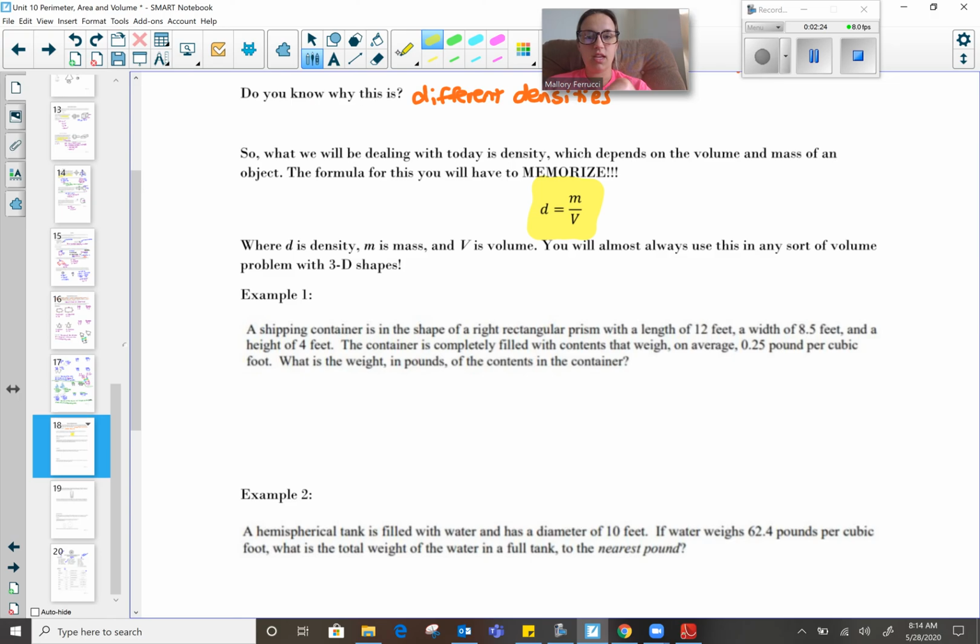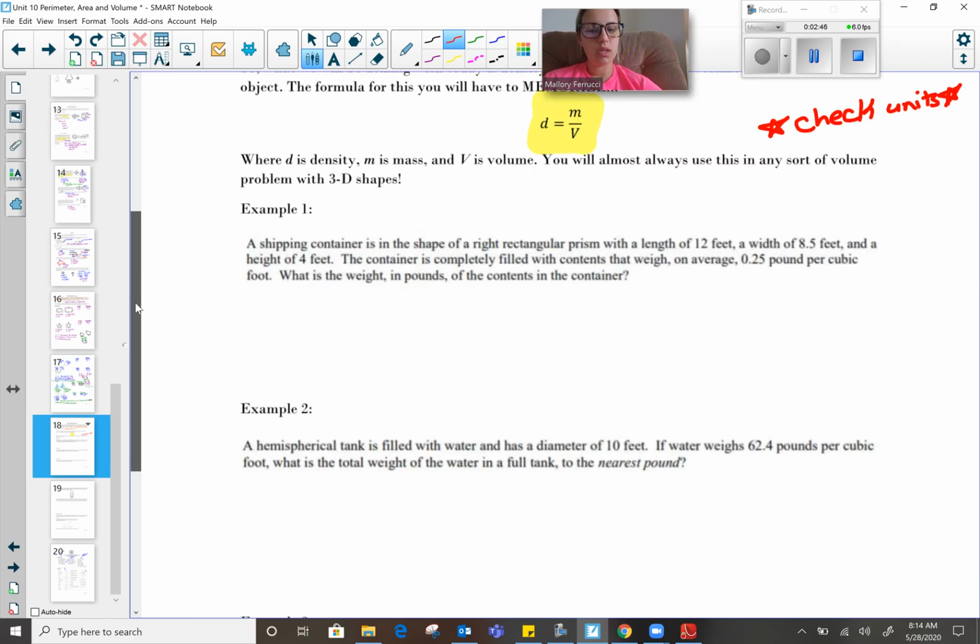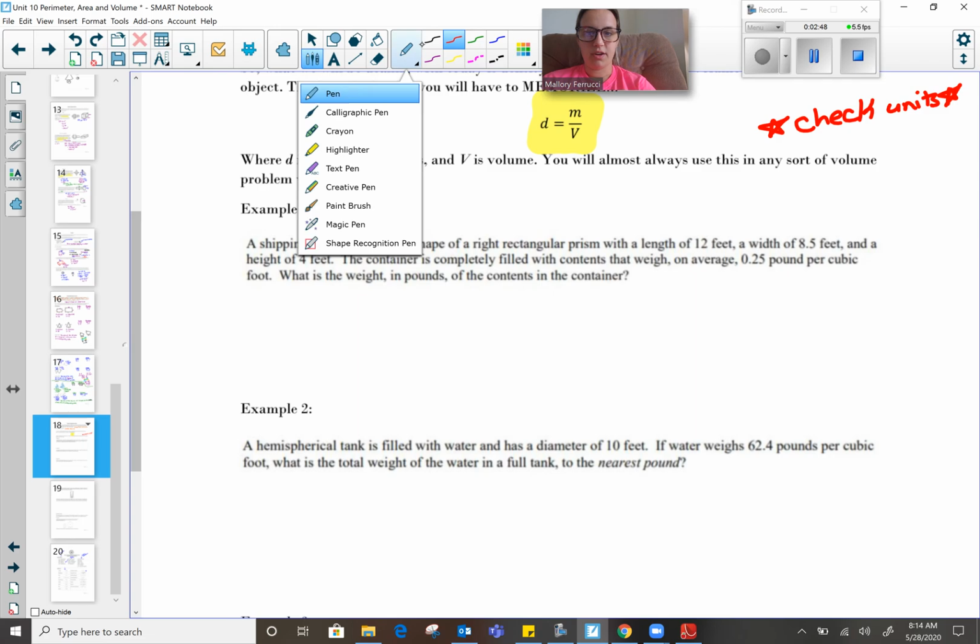Another thing that you have to keep in mind is we always have to check units. These types of problems might throw in a few where you'll have to convert the units, so make sure you're checking all of your units. Let's take a peek at what we have here. I'm going to be using my highlighter quite a bit.